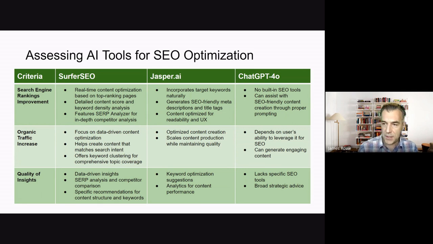And then quality of insights, similar to the other pieces. Surfer SEO is giving you that data-driven insight, giving you your rank positioning analysis and competitor comparison, and then it will give you specific recommendations on what to do to improve your results. Jasper is, again, not looking at it once it's finished, it's building it in as part of the process. And then ChatGPT is based on the skill of the user.